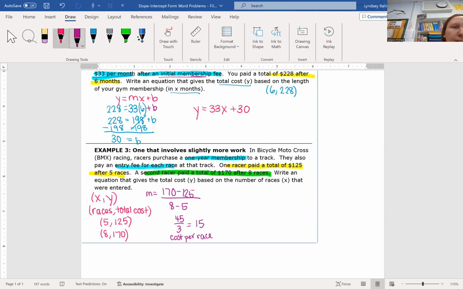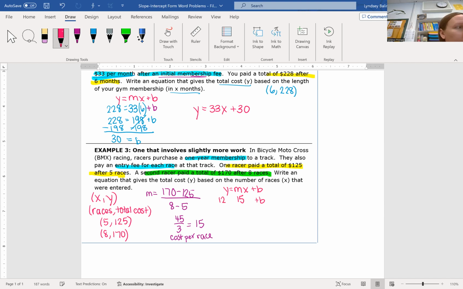And now I can plug things in temporarily and figure out my missing B. So I know my M is 15. We just figured that out. Our B, we don't know, so I'm keeping that as plus B. And I have 2 ordered pairs to choose from. And just like before, it does not matter which one we use. We can use the 5, 125. We can use the 8, 170. I'm going to use the 5, 125 because the numbers are a little bit smaller.